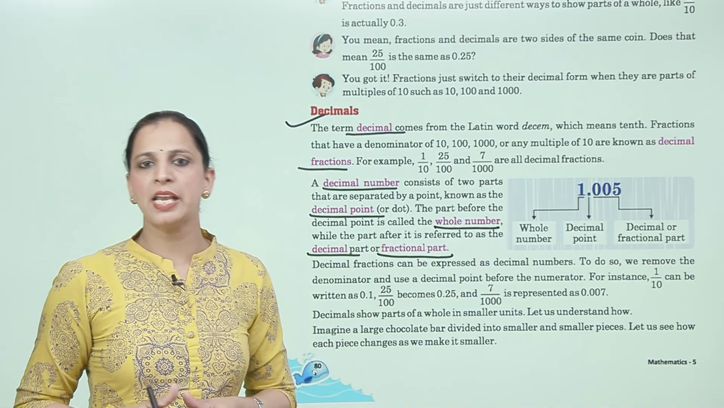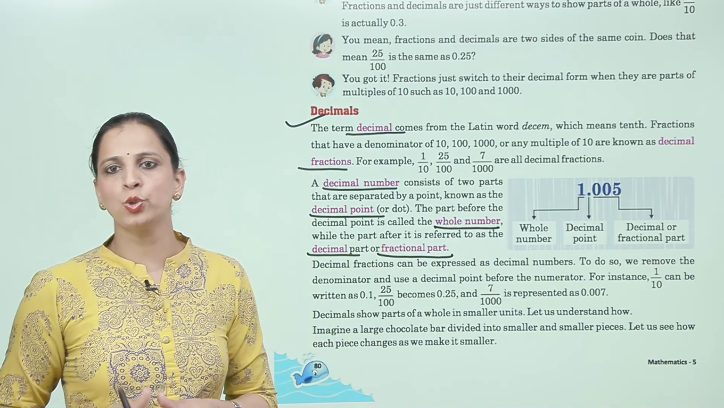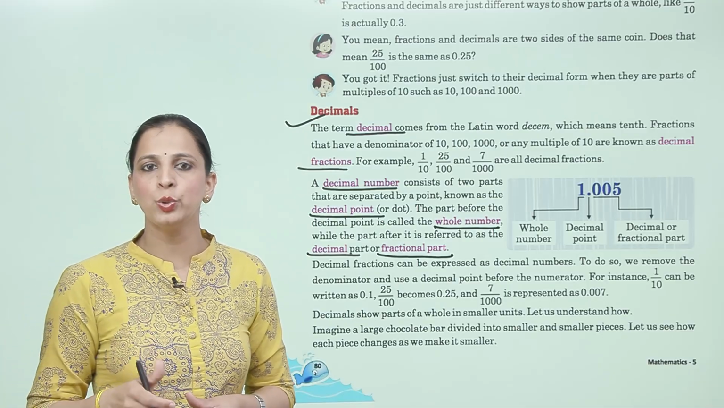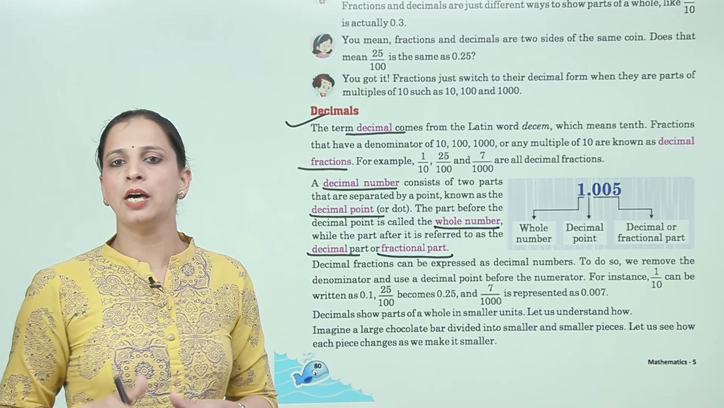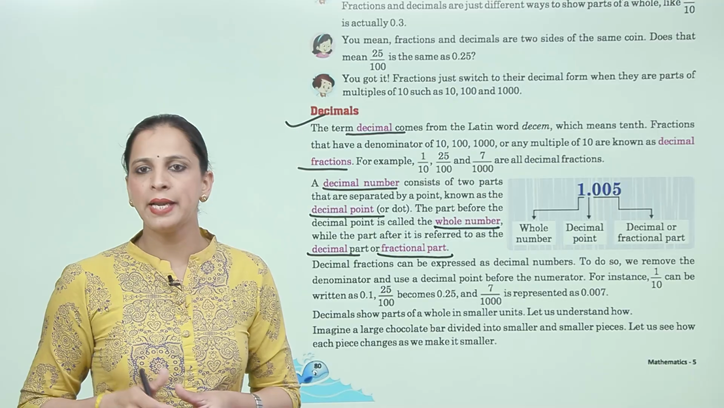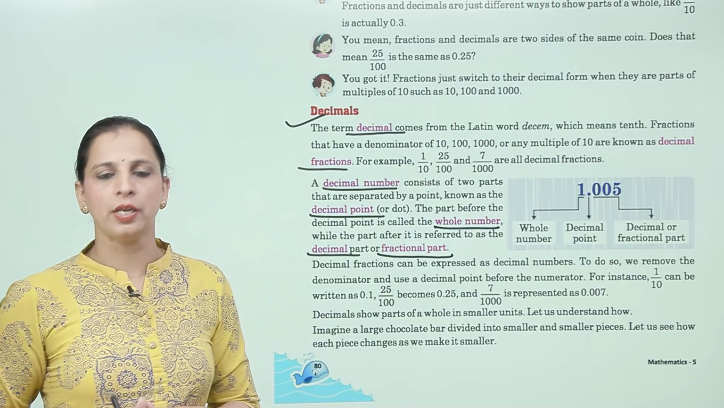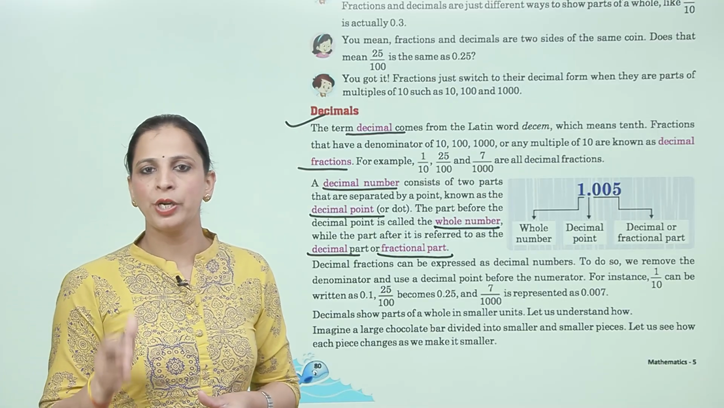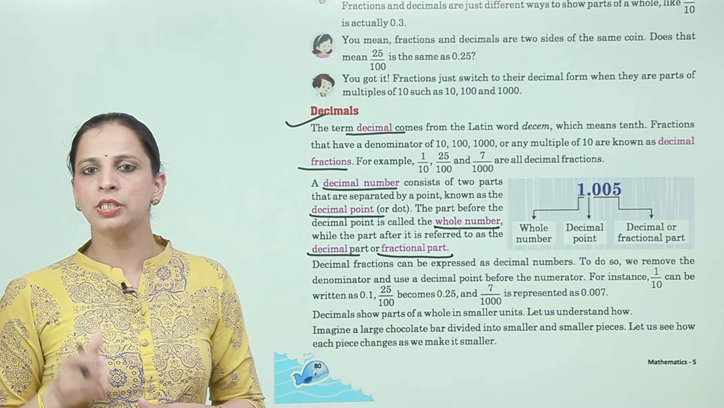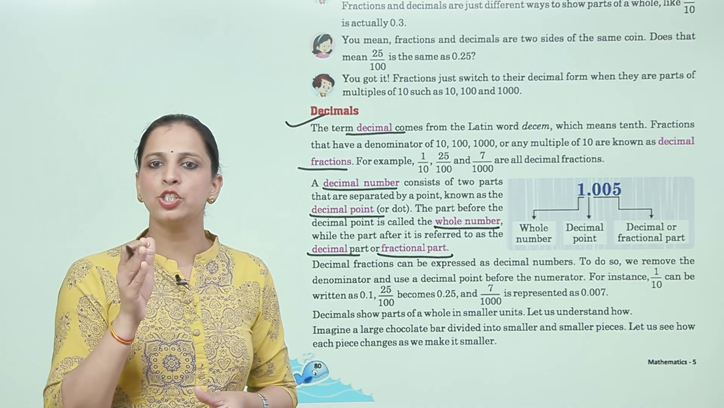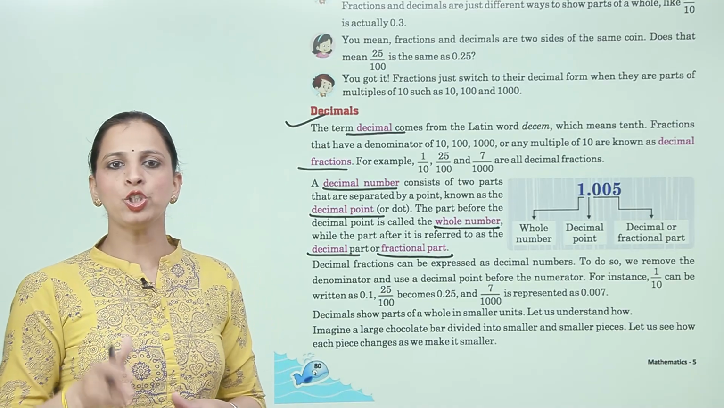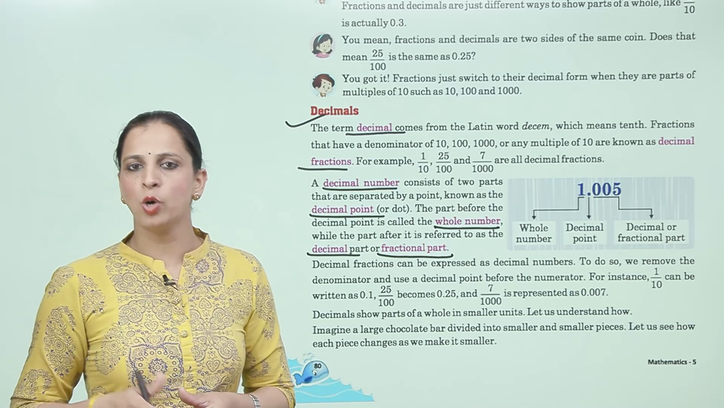Decimal fractions can be expressed as decimal numbers. To do so, we remove the denominator and use a decimal point before the numerator. For instance, 1 by 10 can be written as 0.1, 25 by 100 becomes 0.25 and 7 by 1000 is represented as 0.007.